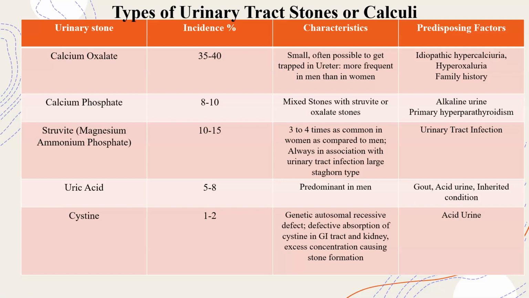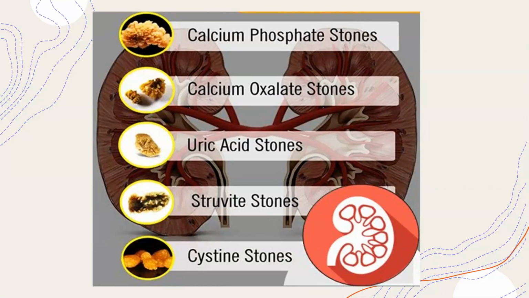The fourth one is the uric acid stone. The incidence rate is 5 to 8%, and it is predominant in men. The predisposing factors are gout, acidic urine, and inherited conditions. And the last type of stone is the cystine stone, and the incidence rate is 1 to 2%. The characteristics are a genetic autosomal recessive defect, defective absorption of cystine in the GI tract and kidney, and excess concentration causing stone formation, and the predisposing factor is acidic urine.